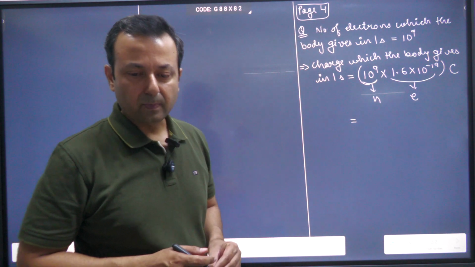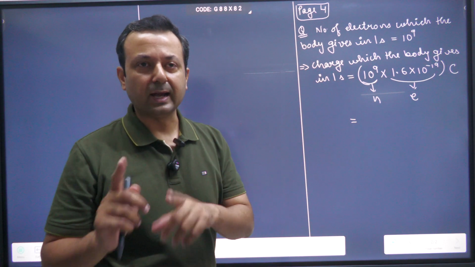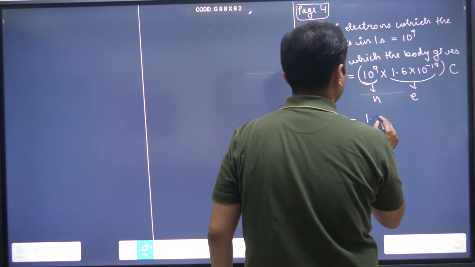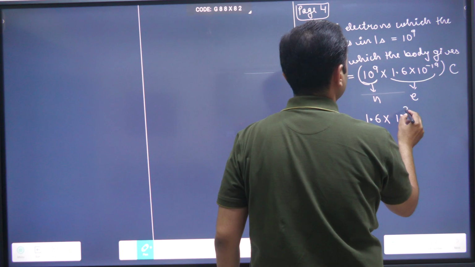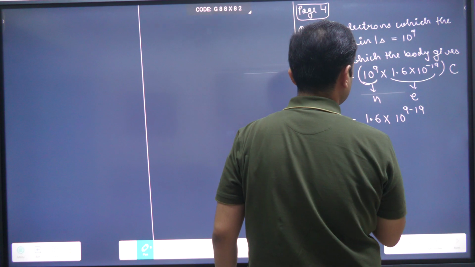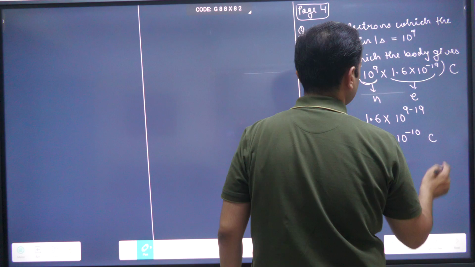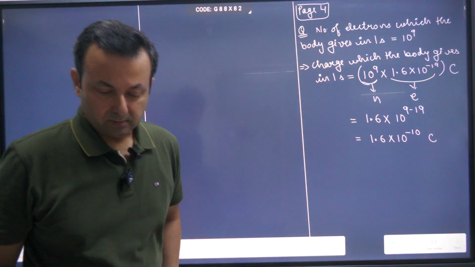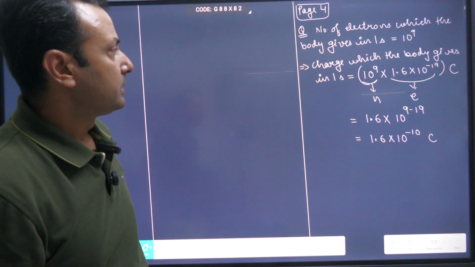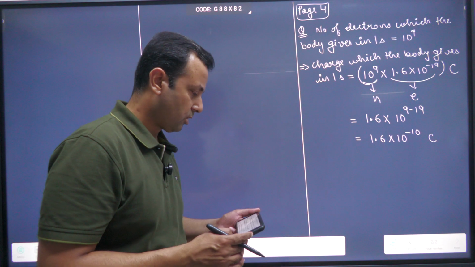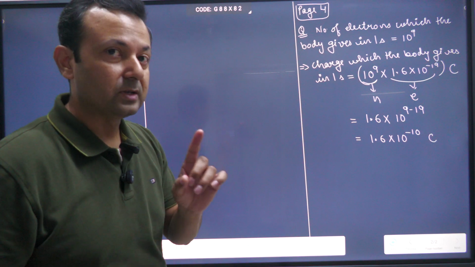And whenever we multiply two terms which have some power, the powers get added. So 1.6 multiplied by 10 to the power 9 minus 19, which is 1.6 multiplied by 10 to the power minus 10 coulomb. Got it? Is it clear? Okay. Now they are asking how much time is required to get a total charge of 1 coulomb from it.